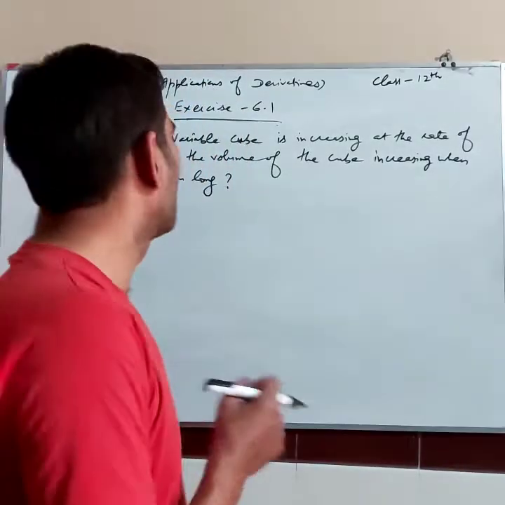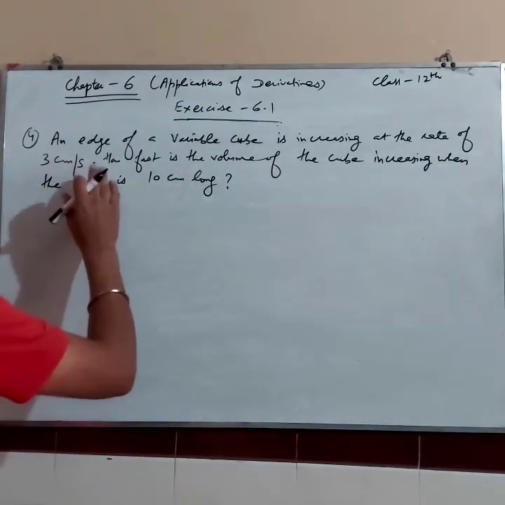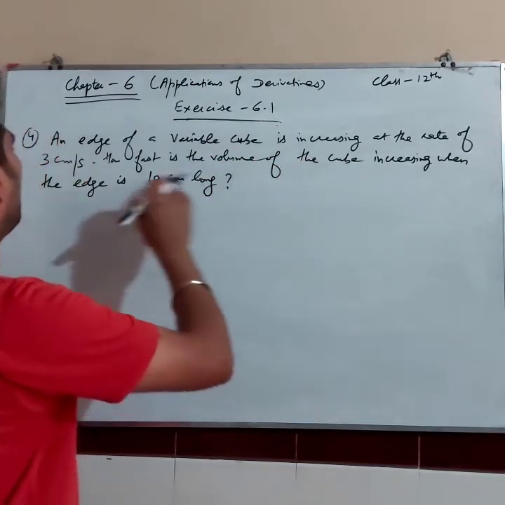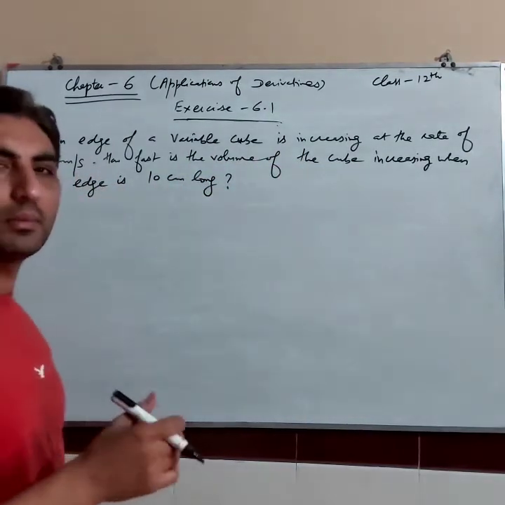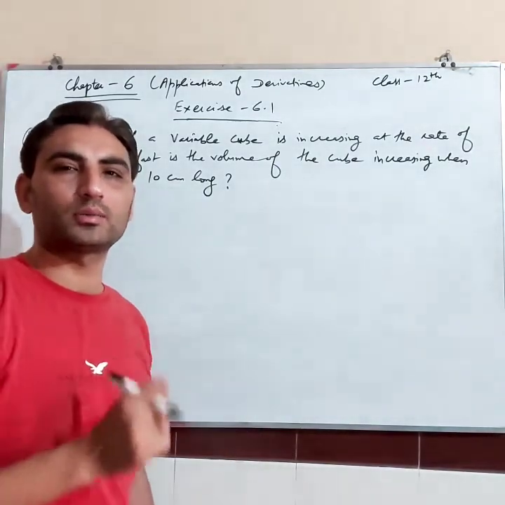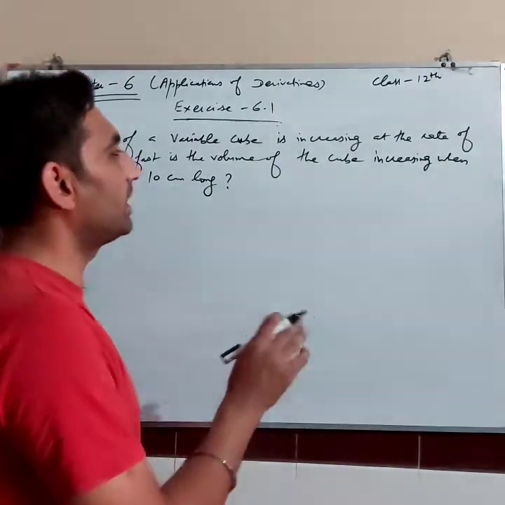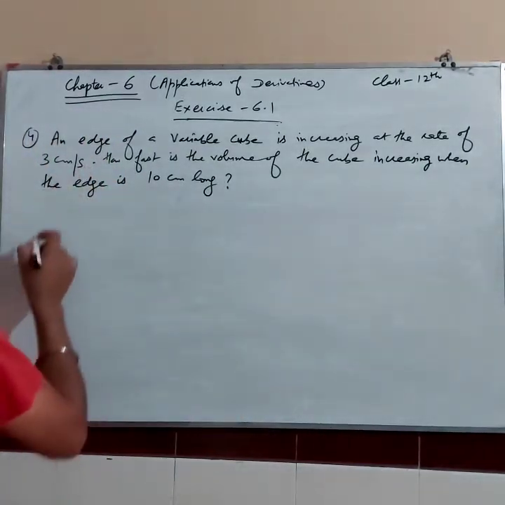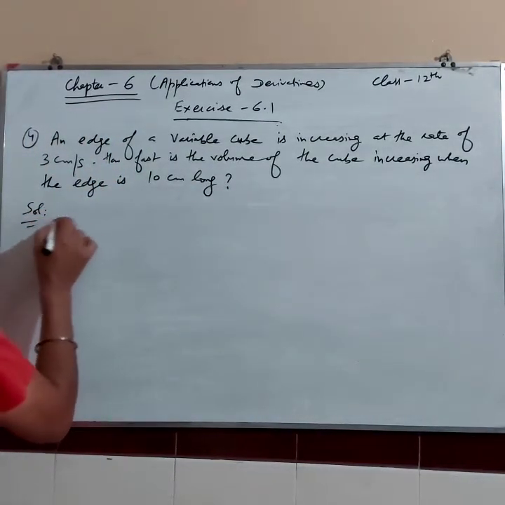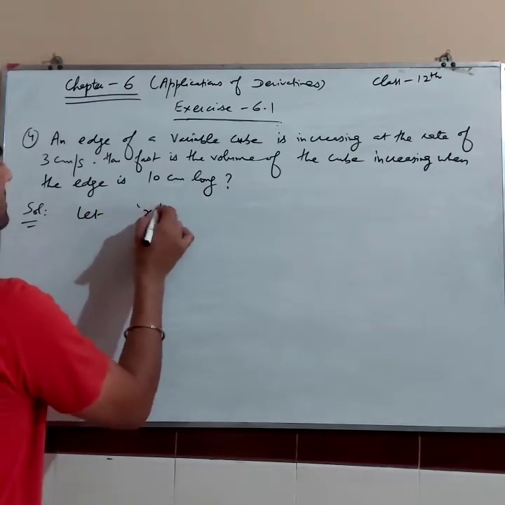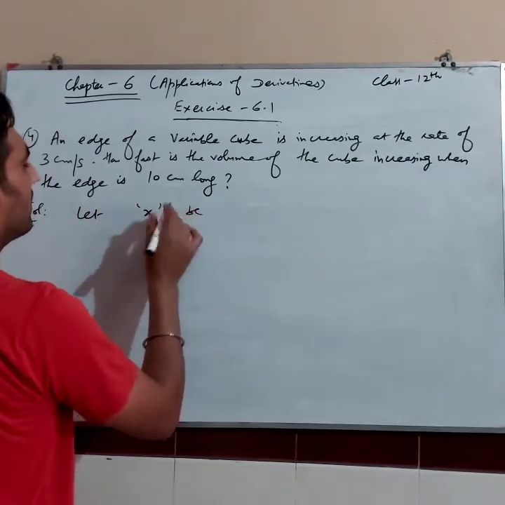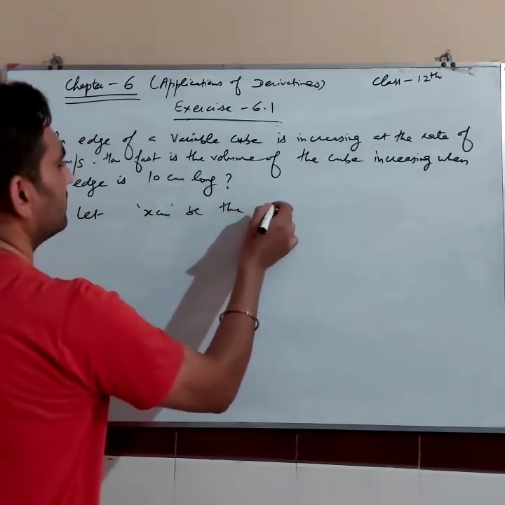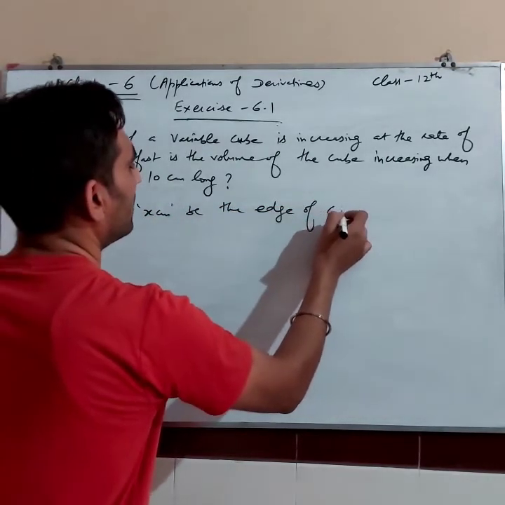Here is question number 4. An edge of a variable cube is increasing at the rate of 3 centimeter per second. What do you mean by edge? Edge means length of the side. Is increasing means there will be a positive sign, at the rate of 3 centimeter per second. So let's start by writing it. Let x centimeter be the edge of the cube.